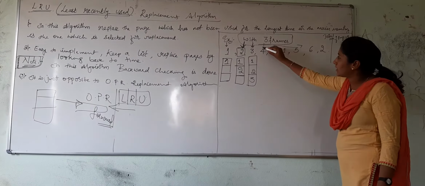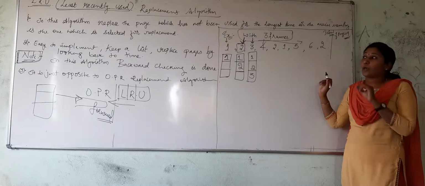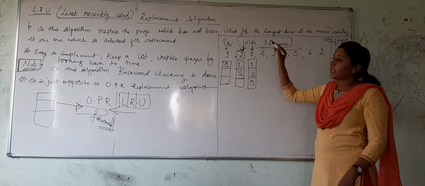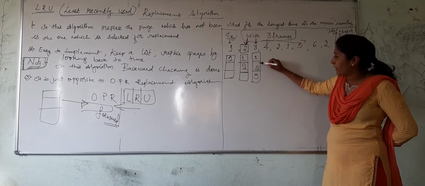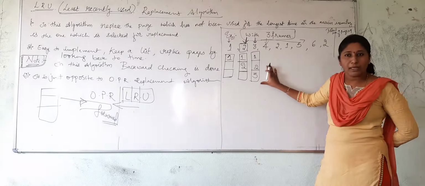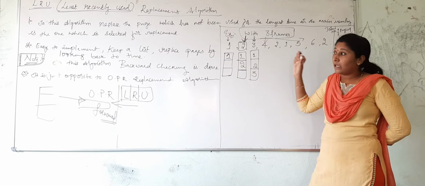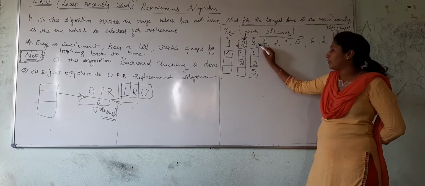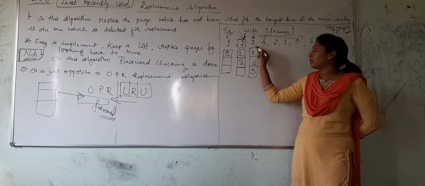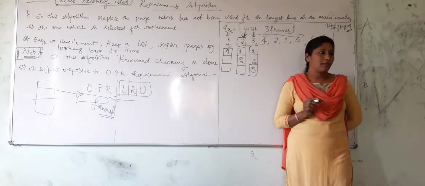Now next, which is this? The 4th page. Now the actual algorithm works. According to LRU, what did I tell you? We are going to replace the page from the main memory which is not used for the longest period of time. And how are we going to do it? By checking in the backward direction.